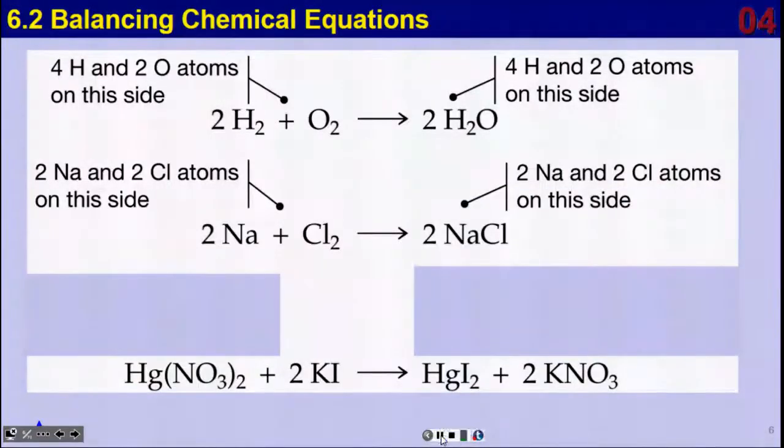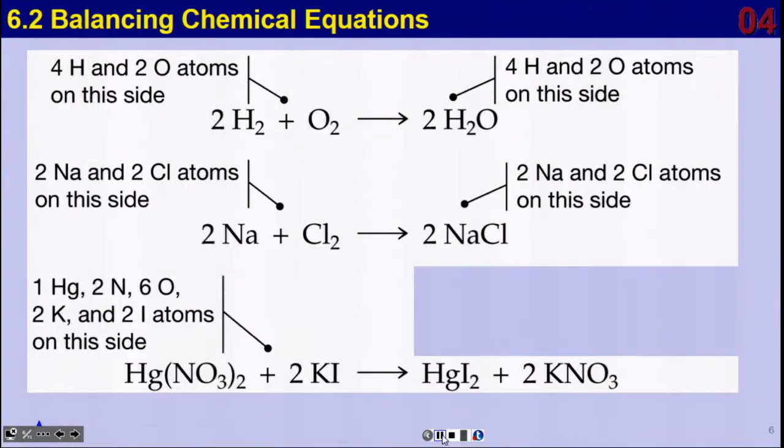The third example here is a little more complicated looking. If you have to remember what it's called, there's mercury(II) nitrate combining with potassium iodide to make a mercury(II) iodide compound and potassium nitrate. This takes a little more sorting out to make sure that it makes sense. And hopefully if it's balanced properly, you should get things all come out the same.